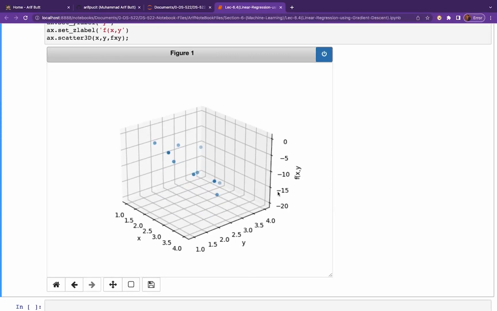You can play around and rotate this 3D scatter plot as it suits you. Moreover, if you move your mouse inside this graph, the corresponding x, y, and f of xy values are displayed in the right bottom of this figure. You can see that.